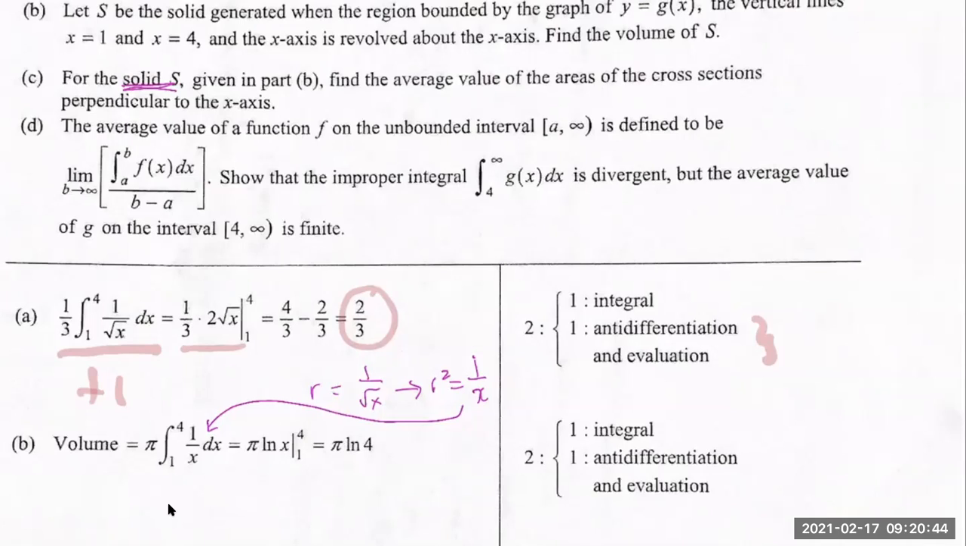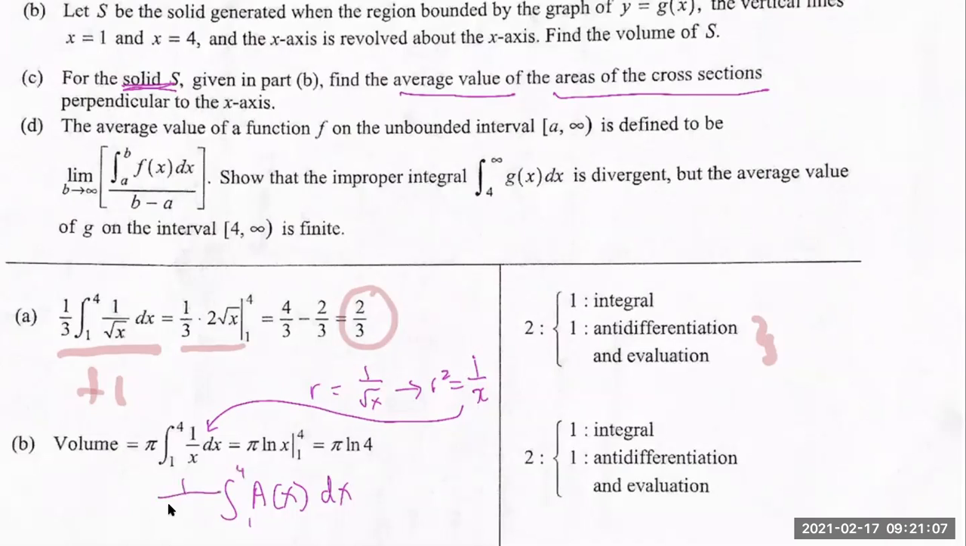So if we think about cross sections as the integral of the area, on top of that, they wanted the average value of the area. The area of the function is given by that. The average value of the areas of the cross sections. So I'm going to integrate from 1 to 4.